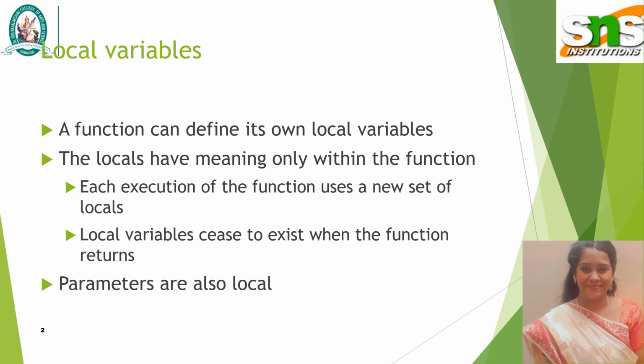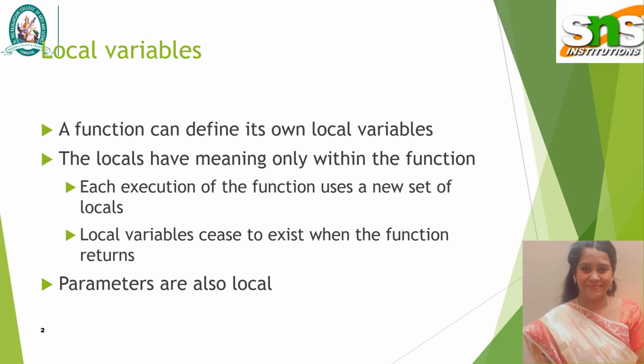A local variable is a variable that a function has as its own. Local variables are used only within a program or only within a function. Each execution of the function uses a new set of local variables. All the local variables cease to exist when the function returns some value. The parameters are also local and can be used only within that particular function. So each function can define its own local variables.